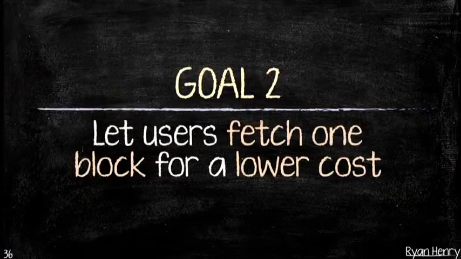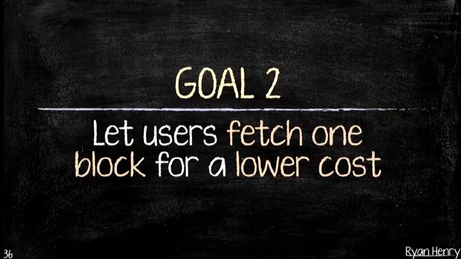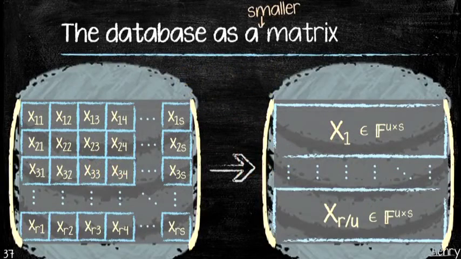Let's just move on. So our second goal is, let's fetch only one block again, but let's do it at a way lower cost than fetching one block used to cost. The idea here is actually very similar. We're going to take the database in this case rather than the query, and we're going to use these ramp schemes. So the first step is you take the database, which has these R rows, and we're going to express it in sort of a block form.